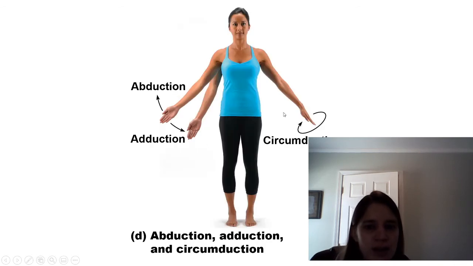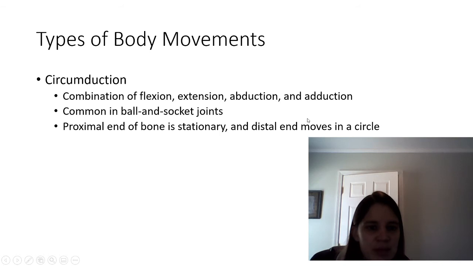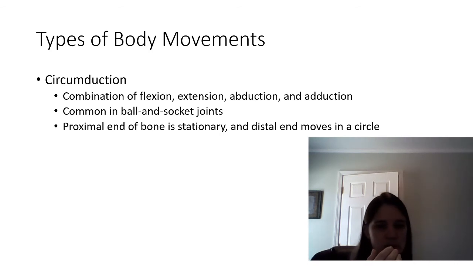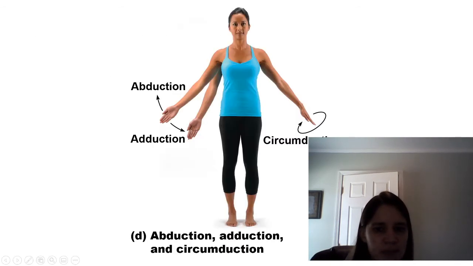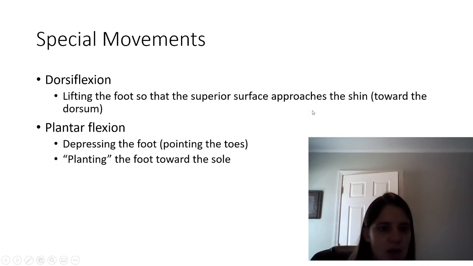Circumduction is this beautiful thing that's happening. It's when you keep the proximal end of the bone stationary, but the distal end moves in a circle. Like here on her hand, right?